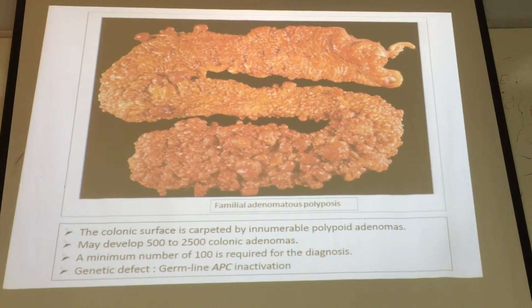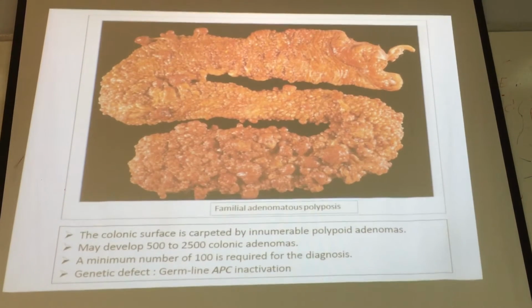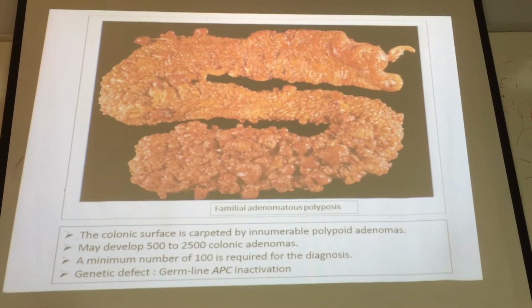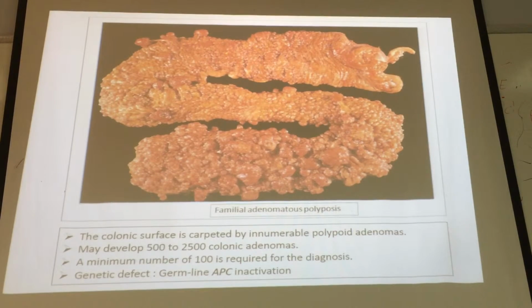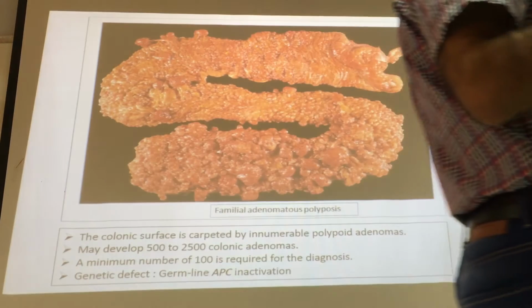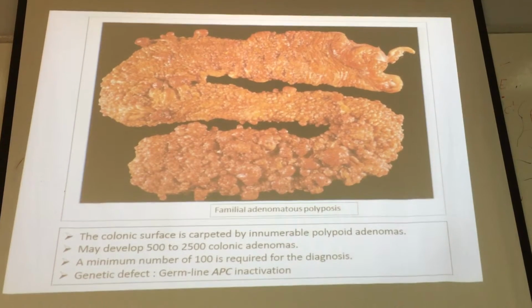It's very big. It looks like a lobster. So it may develop up to 500 to 2500 adenomas. So in a single person in the colon you will find this many adenomas, 500 to 2500. So you cannot remove them singly. You have to remove the portion of the colon where the adenomas are located.